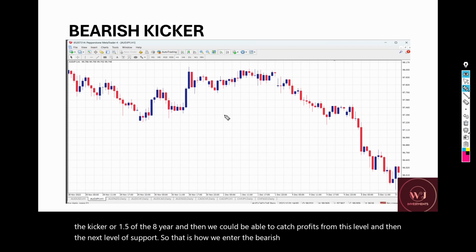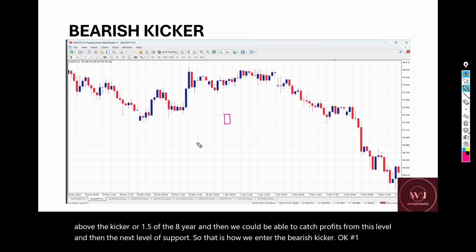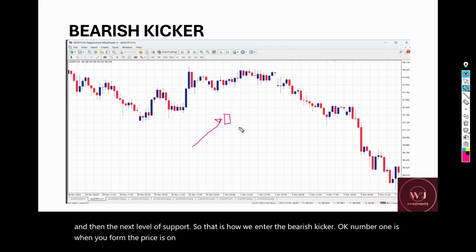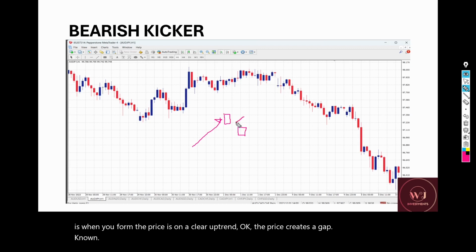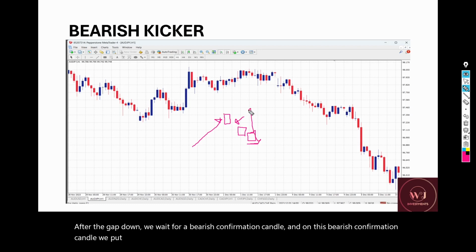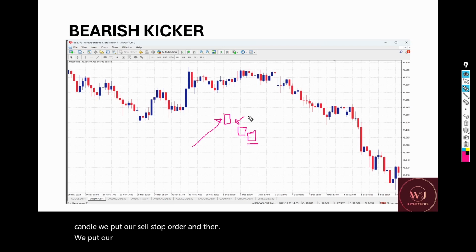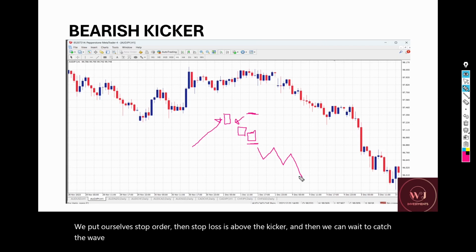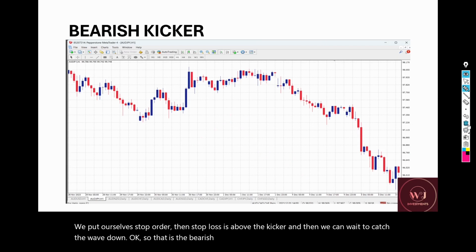Okay, number one is that the price is on a clear uptrend. The price creates a gap down. So this is our gap. After the gap down, we wait for a bearish confirmation candle, and on this bearish confirmation candle, we put our sell stop order. Then the stop loss is above the kicker, and then we can wait to catch the wave down. Okay, so that is the bearish kicker, and that is how it can be traded.